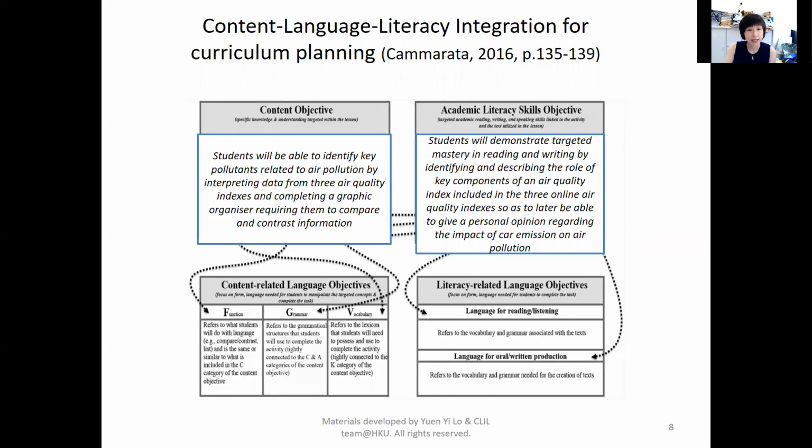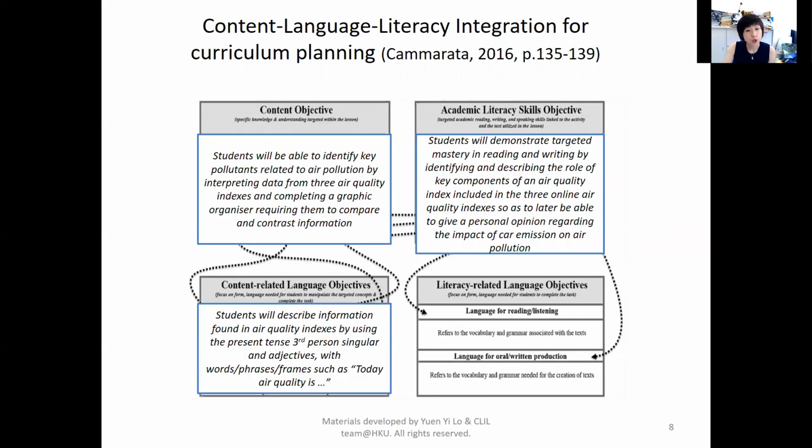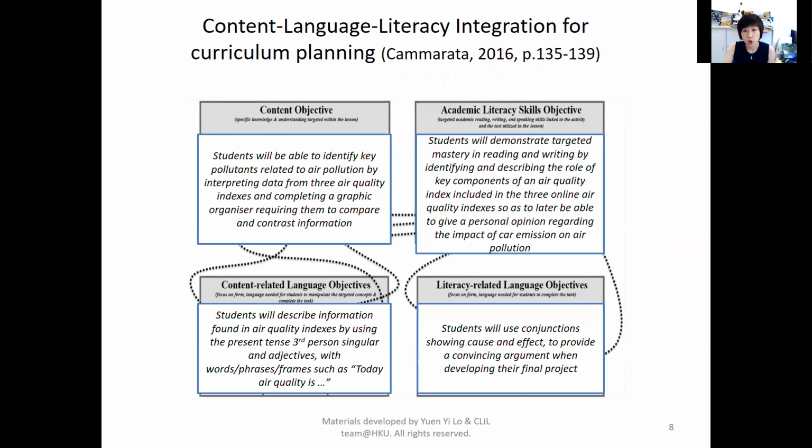For the content-related language objectives, students will describe information found in air quality indexes by using the present tense, third-person singular, and adjectives, with words, phrases, frames such as "today the air quality is." For the literacy-related language objectives, students will use conjunctions showing cause and effect to provide a convincing argument when developing their final project.